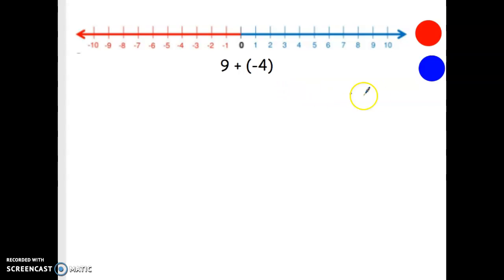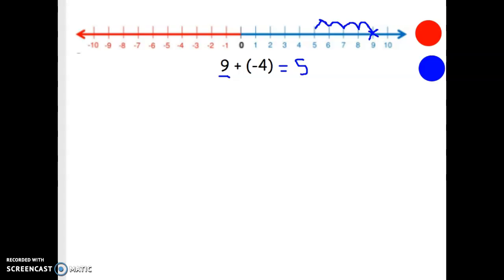Our very first number is going to be 9, and that's a positive number, so I would start right here on my number line. Because I am adding negative 4, I am going to be moving to the left 4 places, and I'm going to end at 5. So 9 plus negative 4 equals positive 5, which we just write as 5.